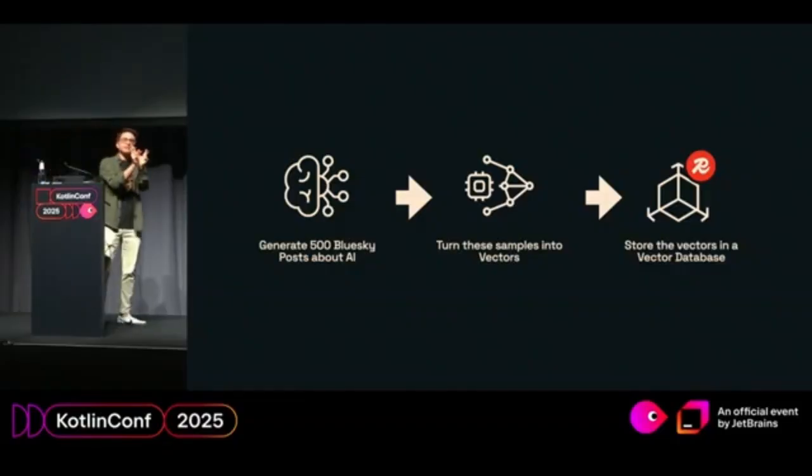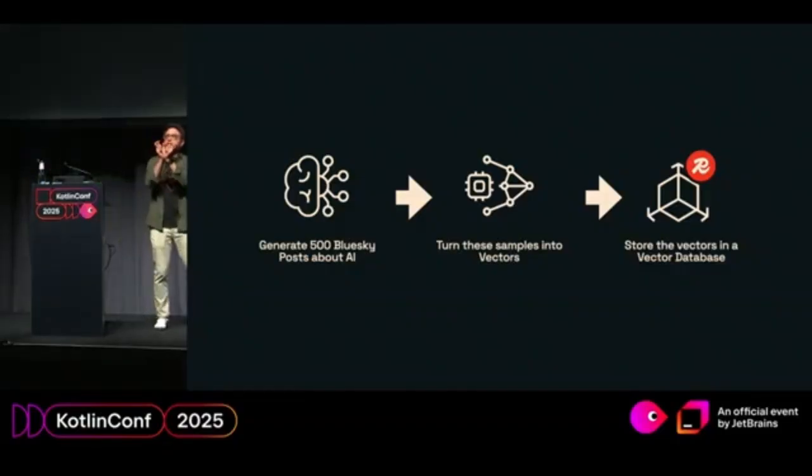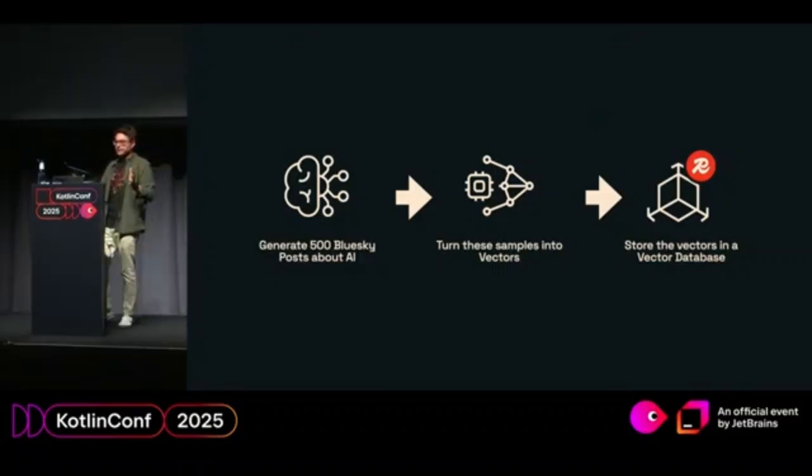And if the vectors are similar enough, it also means that the sentences are similar semantically. So that's an embedding model in a nutshell. And that's what we're doing here.